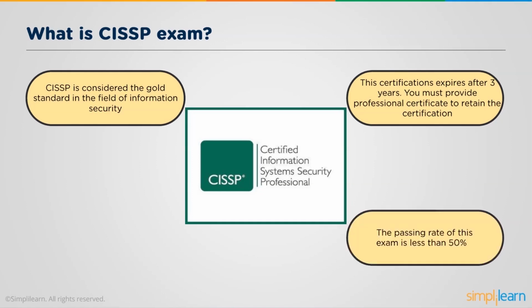The passing rate of this exam is less than 50%. So it's not how much you require to score. What this basically tells you is the number of people who actually clear the exam in the first attempt. Now, let's not get disheartened because of this. Essentially, the exam is quite tough. It's known as a mile wide and inch deep exam. That means you need to know just about everything that is there to be known in information security. And that's something that we are going to discuss when we go into the 8 domains of CISSP.